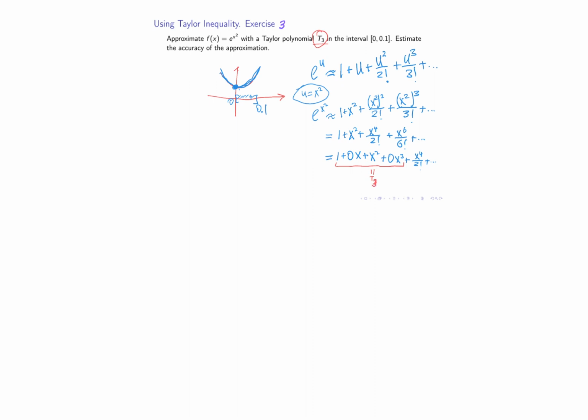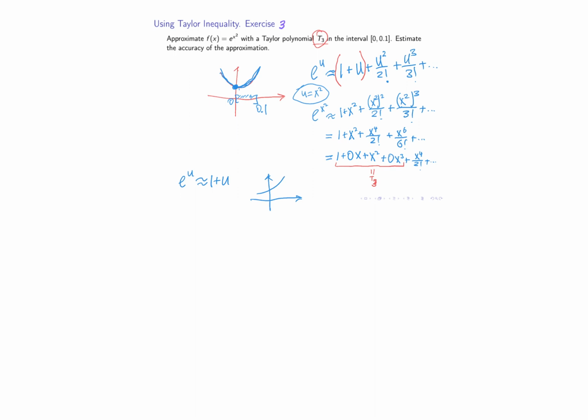Now let's estimate the approximation error. First observe that our approximation T3 contains only two non-zero terms, 1 and x squared. Where did they come from? Let's recall that they came from 1 and u in the Taylor expansion of e to the u. Rather than estimating the error for e to the x squared directly, we are going to estimate the error for replacing e to the u by 1 plus u. We have e to the u is approximately 1 plus u.